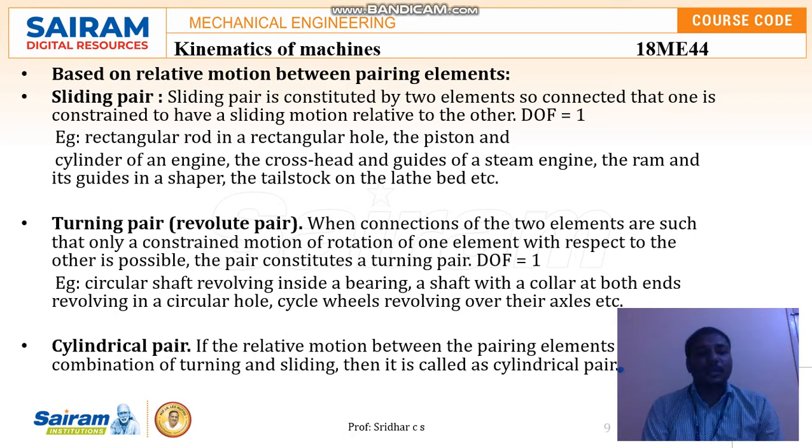Examples of a sliding pair are a rectangular rod in a rectangular hole, and the piston and cylinder of an engine. These can only produce sliding motion.